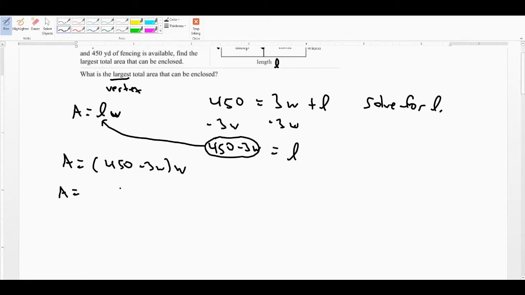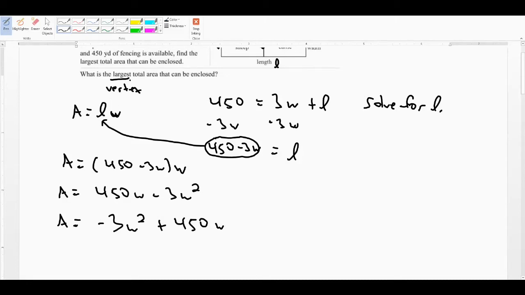So now I'm going to work with this equation. I'm going to distribute the W. And when I do that, I get 450W minus 3W squared, which is the same as negative 3W squared plus 450W. So now I have my quadratic equation where I can find the vertex.